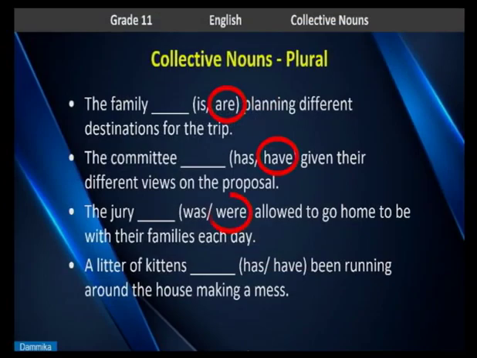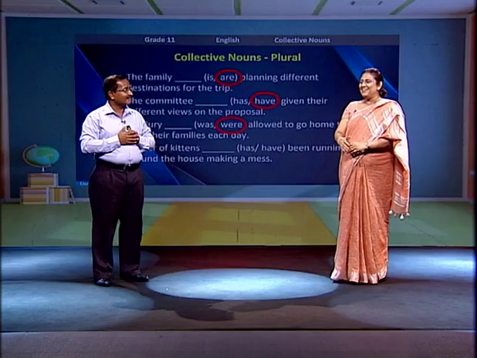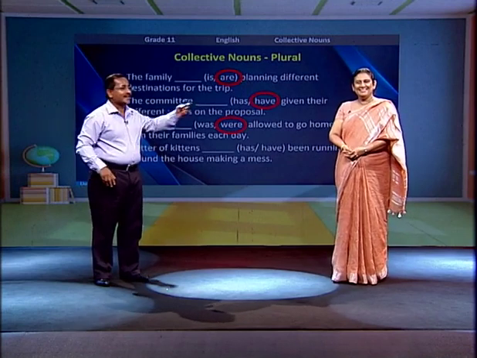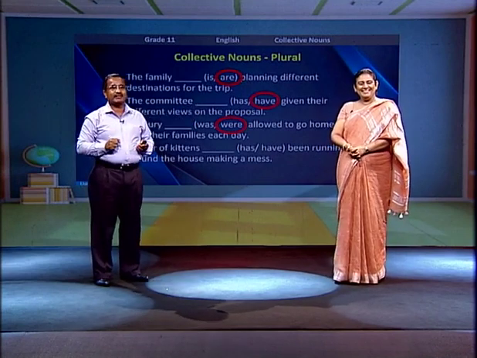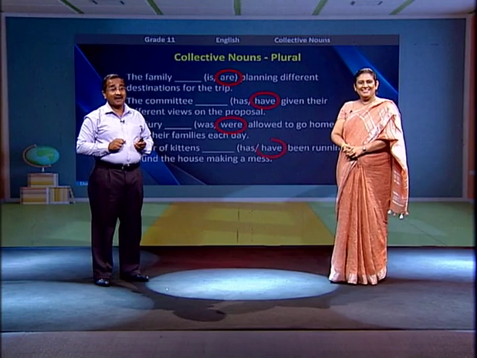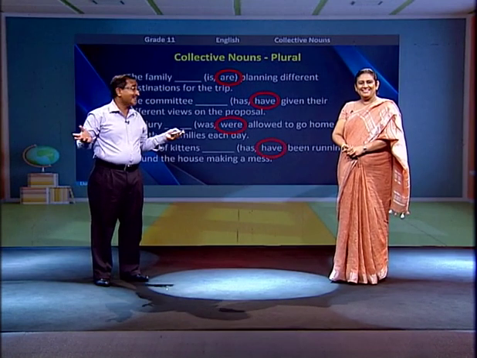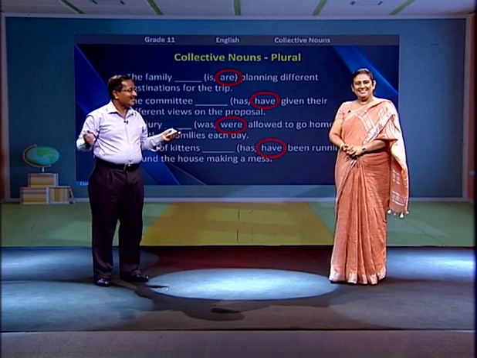If we further explain on the next two, you can clearly understand that the jury and the litter of kittens also stand as plural nouns, according to the meaning of the sentences. According to the meaning of the sentence, the jury is divided. The litter of kittens, what have they done? They are running here and there. So one is in the kitchen, the other one is in the living room, the other one is in the bedroom. A litter of kittens have been running around the house making a mess. Shall we look at the next?